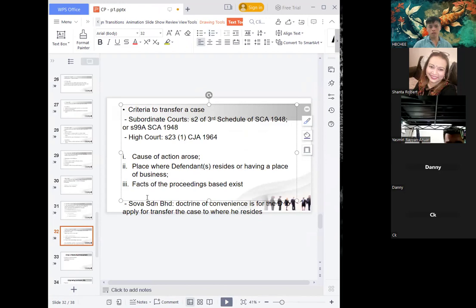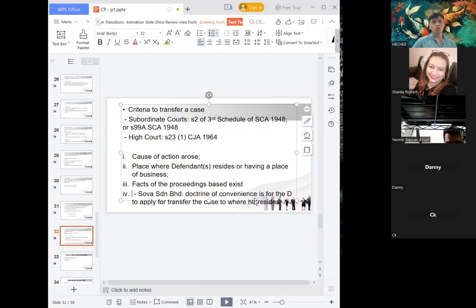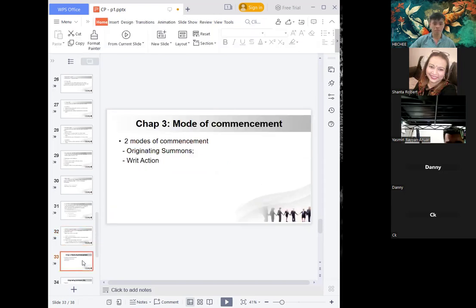Sova Sendirian Berhad: the doctrine of convenience is for the defendant to apply for transfer of the case to where he resides. So the court will depend now. Sometimes if you want to file the case or transfer the case, you have to consider the place where the defendant or most of the defendants reside or have a business, because you want to serve the documents more easily. Okay, I think we have finished chapter 2. Are we all clear on chapter 2?